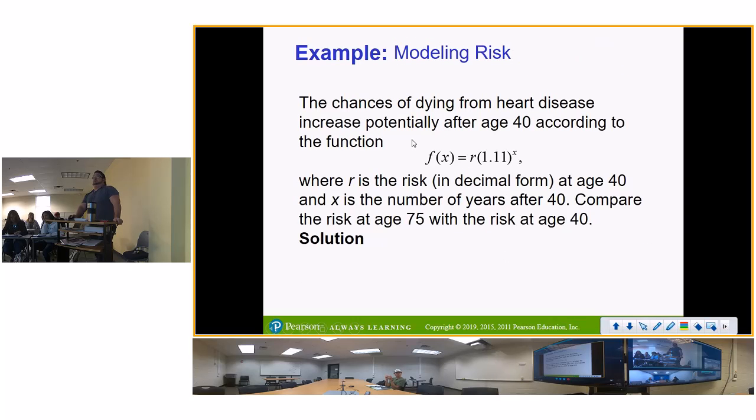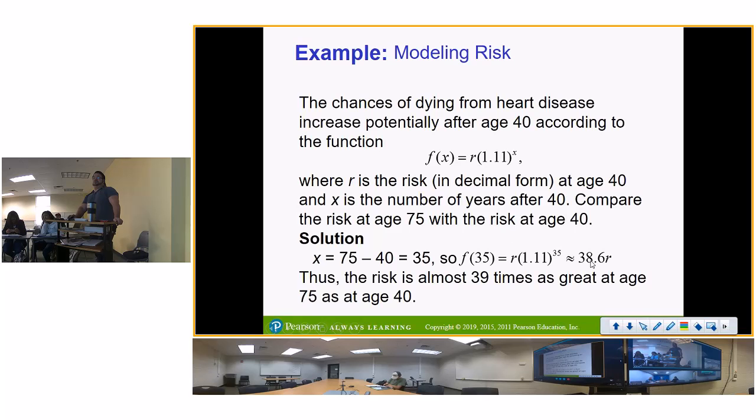There's another one. The chances of dying from heart disease increase exponentially after 40. f(x) = r, and r is the risk in decimal form, times 1.11 to the x. x is the number of years after 40. So age 53 would be 13. Now I don't know how you get to r. What does the r say? Compare the risk at age 75. I think it's the graph. They're going to have to give you something.